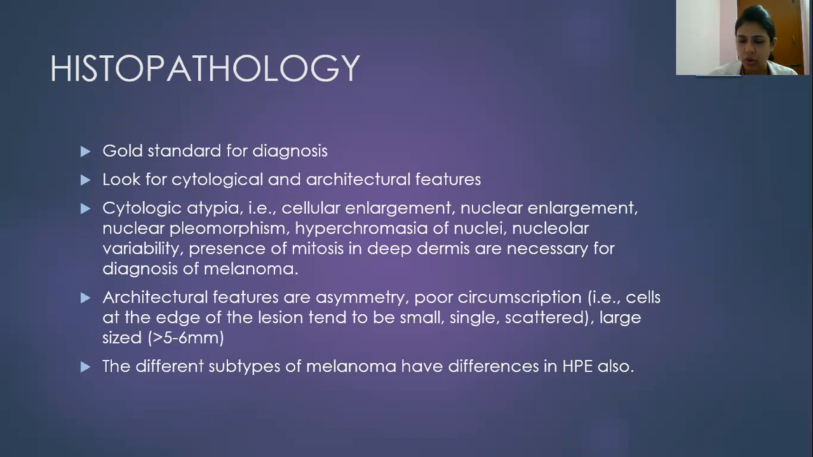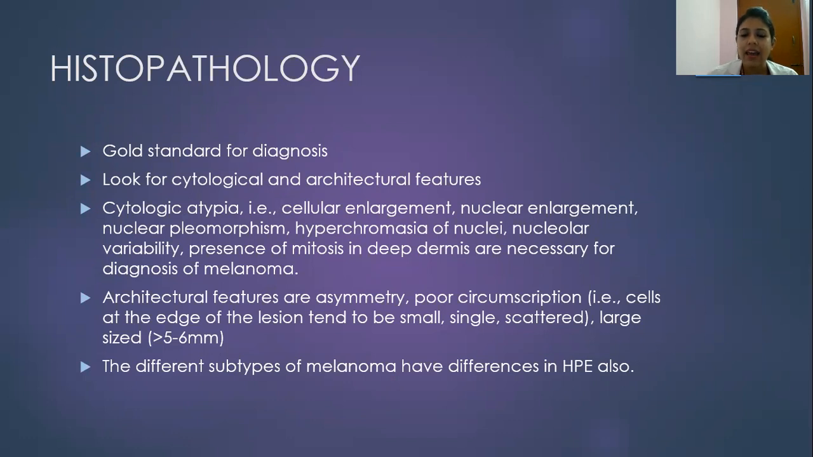So basically the melanoma cell is enlarged, or the nucleus inside the cell is enlarged, or the nucleus shows different shapes and sizes, that is pleomorphism. Inside the nucleus the chromatin material is dense, hyperchromasia, or the nucleoli have variability, or in the deep dermis there's mitosis and mitotic figures. These are what we look for in cytological atypia, as seen in histopath.